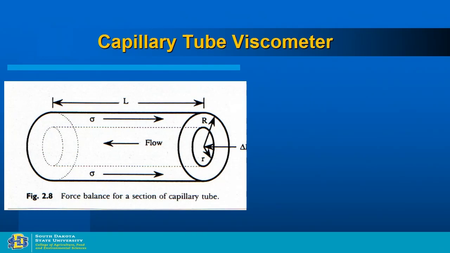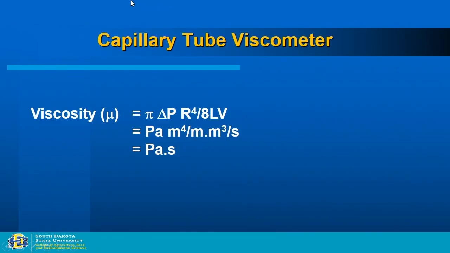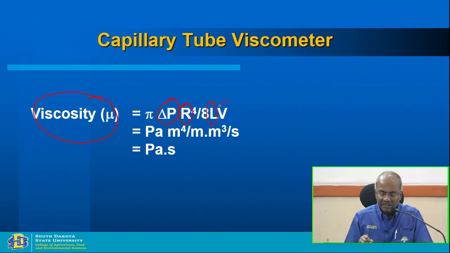viscometers. Capillary tube viscometer. Basically, you have a flow going through the pipe, and then you measure the pressure difference, pressure here, pressure here, pressure difference delta P. A higher viscosity fluid will have a higher delta P. So from that equation you can calculate the viscosity. Delta P is the main thing here. It's a function of pressure difference, radius of the pipe, length of the tube, and volumetric flow rate. So if you cancel all the units, you get Pascal times second.